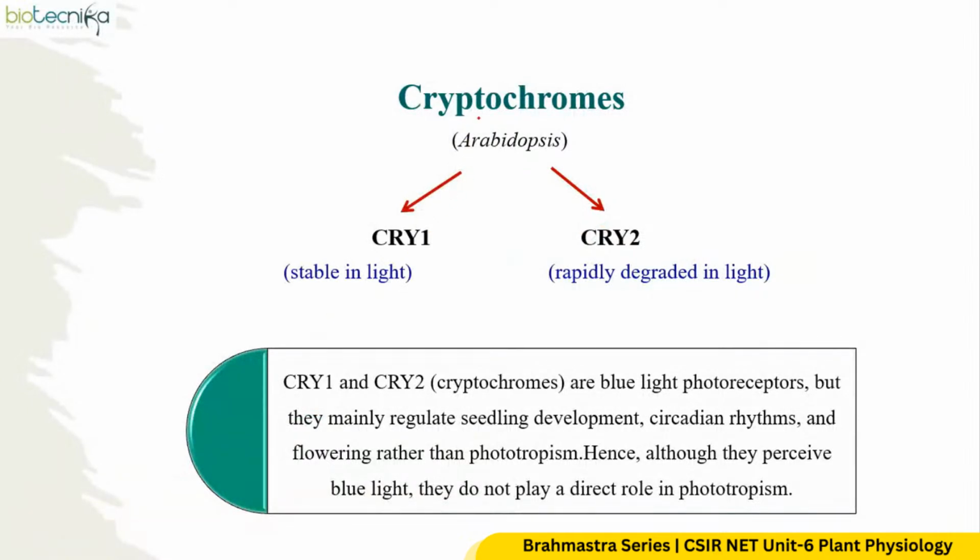Another part is that cryptochromes are of two types, Cry1 and Cry2. Cry1 is stable in light, whereas Cry2 is rapidly degraded in light. Both of them are blue light photoreceptors, but they mainly regulate seedling development, circadian rhythm, and flowering rather than phototropism. They perceive blue light, but they do not play a direct role in phototropism. Okay, so that is the reason.